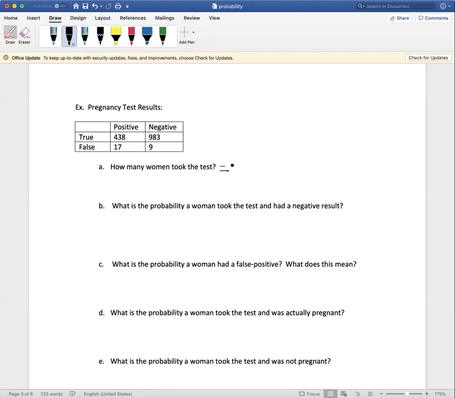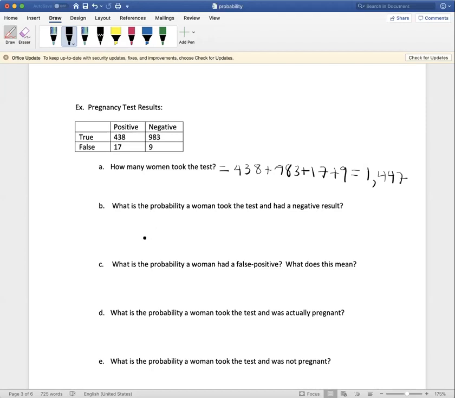All right, so the first question says, how many women took the test? So let's sum these up. We have 438 plus 983 plus 17 plus 9. Okay, so when we add those together, 438 plus 983 plus 17 plus 9, we get a total of 1,447 women that took the test.